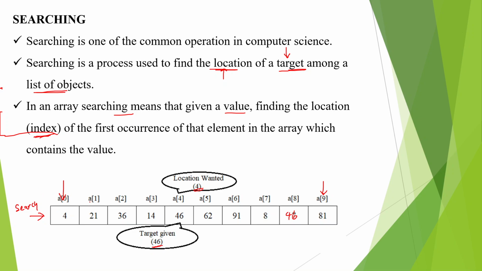Whenever we are looking for a particular item's existence in a list, it is nothing but returning the index value of the first occurrence of that element. Wherever you find that element in its first occurrence, that index value only we will return. So this is how the searching technique will work. Simple thing: given a target value, finding the location of the target in a given list of items.